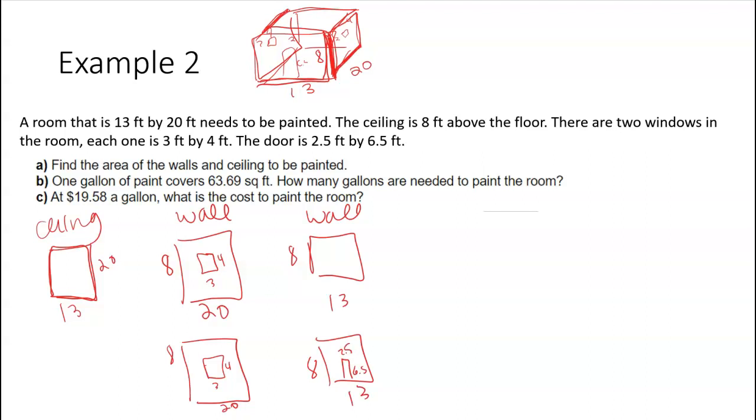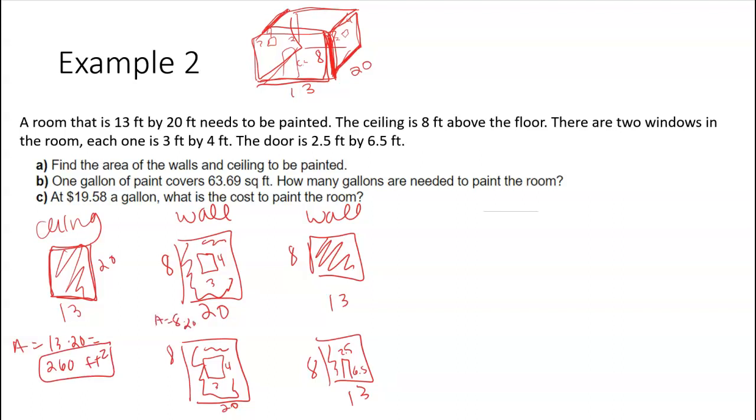So now we want the area of all of this. So we want the area of this, but not including the windows, the area of that whole wall, and that wall. So let's look here. This area is just going to be 13 by 20. So that's 260 square feet. Now this wall is going to be 8 by 20, but we're going to take away the window, 3 by 4. So that is going to give us 148 square feet.